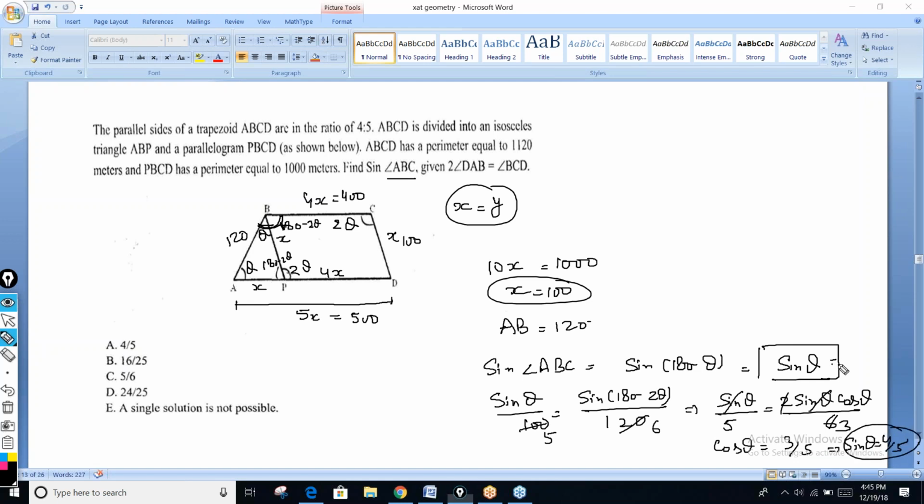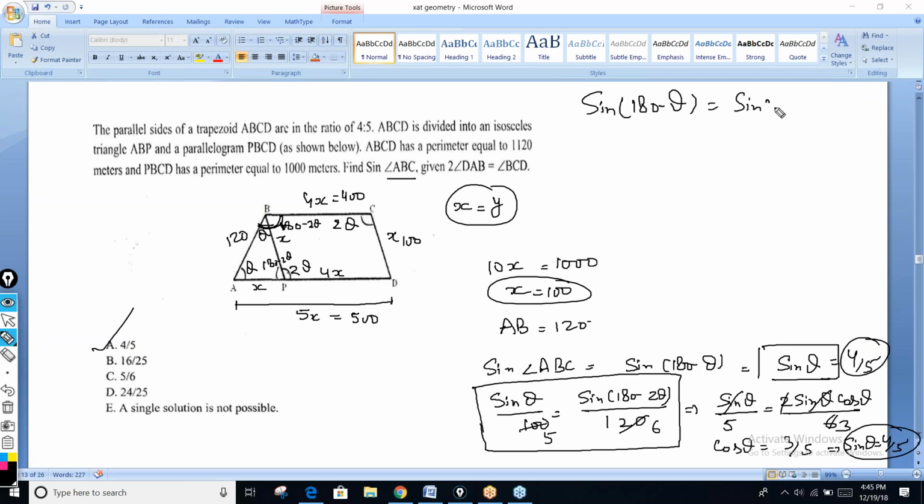So what is the value of sine theta? Sine theta value is 4 by 5. That is the answer. Very good question. Using trigonometry also a little bit. Otherwise, the sine rule we basically use in geometry itself. But yes, you should know that sine of 180 minus theta is equal to sine theta. That we are using with the help of trigonometry. Done? Good question.